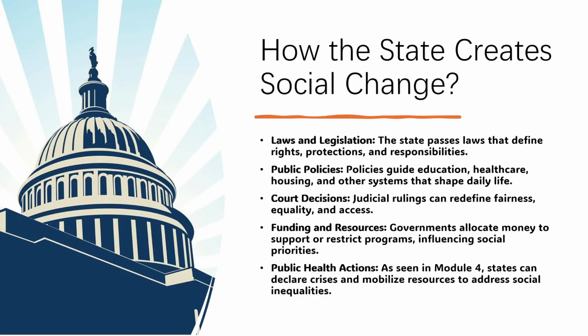So the state creates social change in several major ways. First, it passes laws that define rights, protections, and responsibilities. Second, public policies guide areas like education, healthcare, housing, and the economy. And third, court decisions can redefine fairness and equality in powerful ways. The state also uses funding and resources to support, expand, or limit certain programs. And finally, as we saw in Module 4, the state can take public health action that reshapes how society understands big social problems.